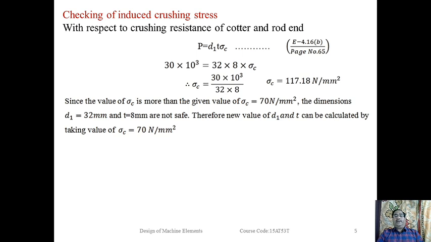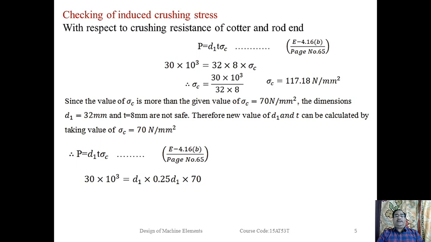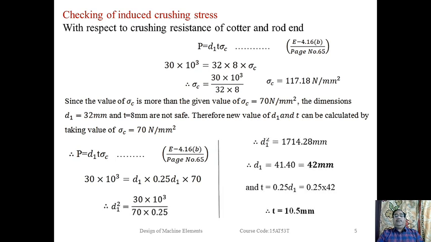Therefore, we have to calculate the new values of D1 and T by taking the value of sigma C equal to 70 Newton per mm square. After substituting, the value of D1 comes 42 mm, and thickness of the quarter is 10.5 mm. So we have to consider these values because these values of D1 and T are safe.